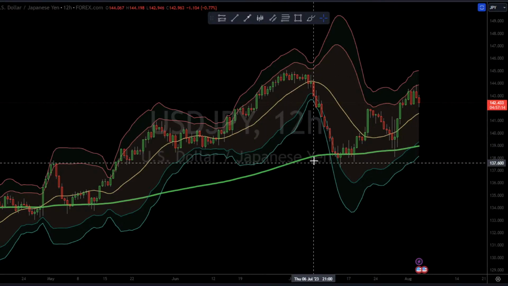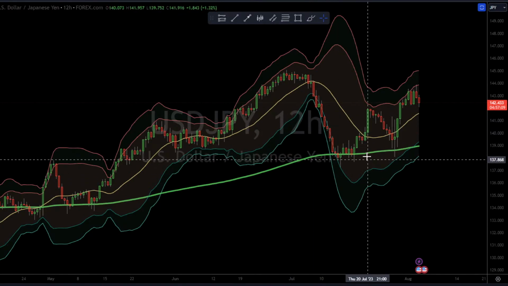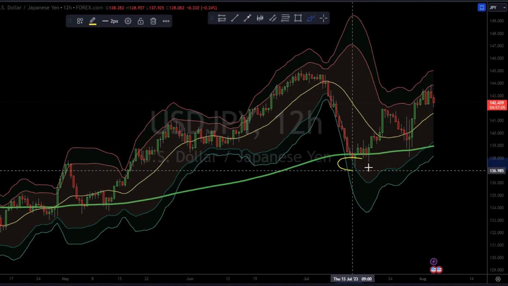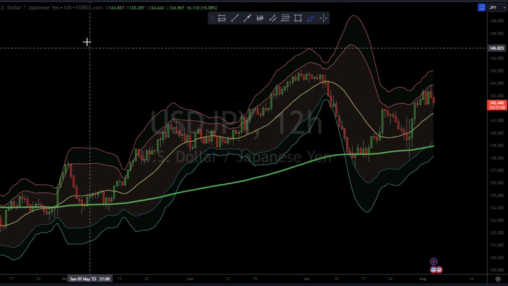This is still trending up. We still have bounces off the bottom here that are giving me a bullish feel. So this doesn't give me any data.